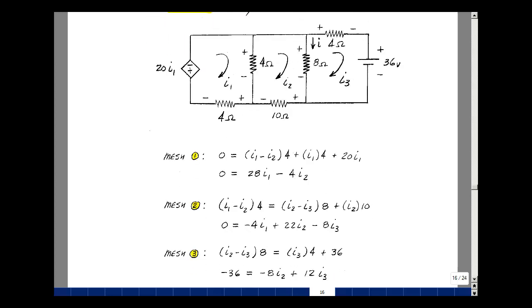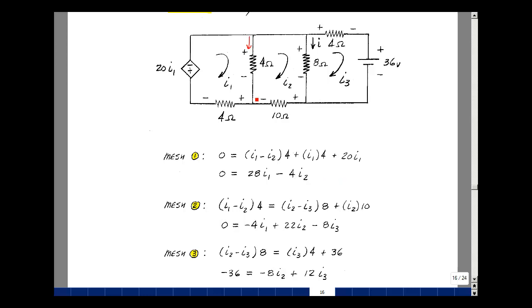Going around mesh 1, the rise in voltages equals the drop. Let's start here, around the mesh this way. I've got a drop of the current in this resistance times 4, agreeing with I1, disagreeing with I2, so it's I1 minus I2 times 4, and then I1 going in this direction times 4, and then a drop of 20 I1. So I've got 4 times I1, 4 times I1, and then 20. So I've got 28 I1 minus 4 I2. I have one equation of my 3 unknowns. I really have 0 times I3.